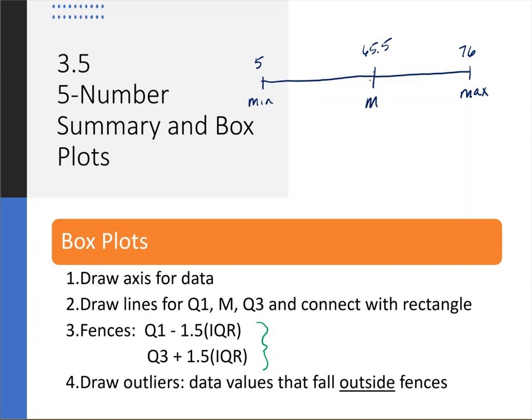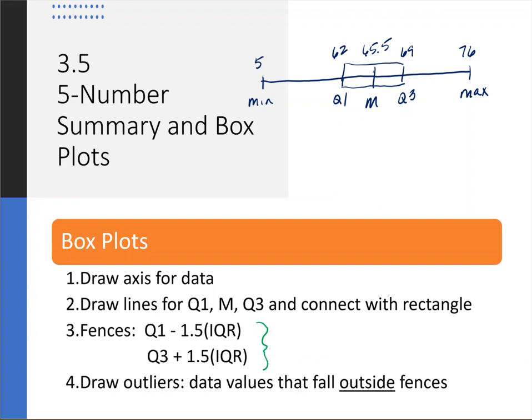To the left of the median is Q1. That occurred at 62. To the right of the median is Q3, and that was at 69. So for these lines I've drawn, I'm now going to connect them as a box. So here is our box consisting of a left edge of Q1 and a right edge of Q3.